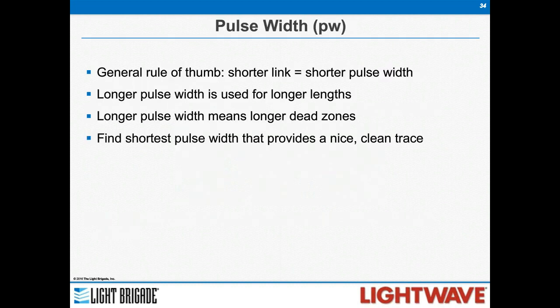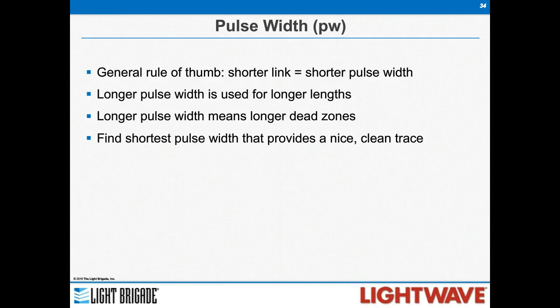Pulse width is the other item that we get a lot of questions about. If you're trained and knowledgeable on OTDR testing, then you'll understand how to set your pulse width to get the best trace you can and the most accurate results. In general, a shorter link can use a shorter pulse width. The pulse width is basically how long of a light pulse you send into the fiber for the OTDR to use to calculate the distances and the losses.